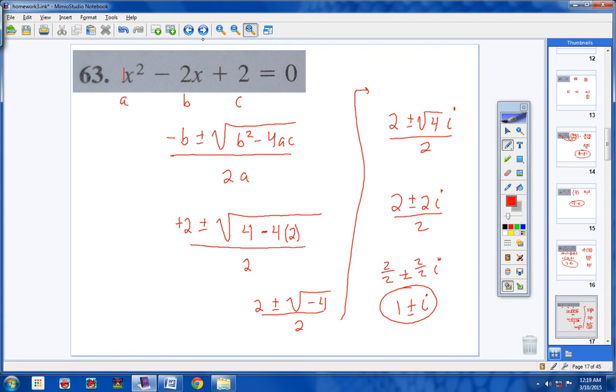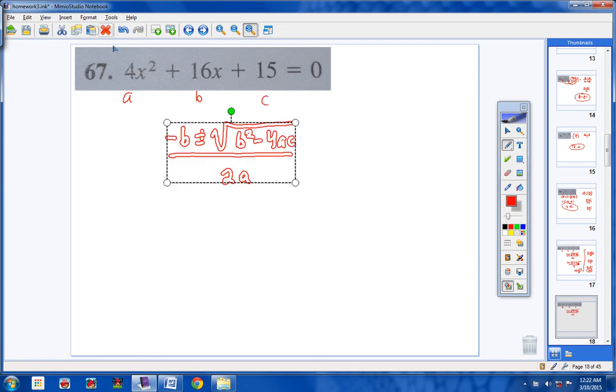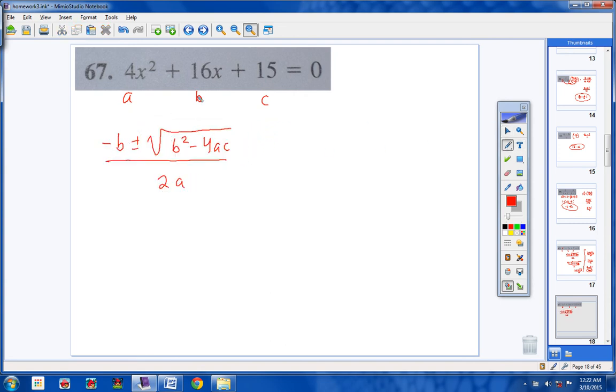Let's move on now to number 67. Okay, students, on number 67, first of all, it's written in standard form, and we have the right side equal to 0. So 4 is my a, 16 is my b, and 15 is my c. There's the quadratic formula. Let's slide it over here and get a little more room. And here we go. Negative, and you're putting a 16 in, so a negative 16.